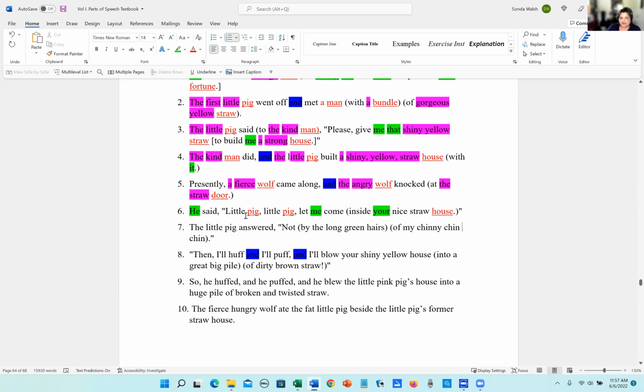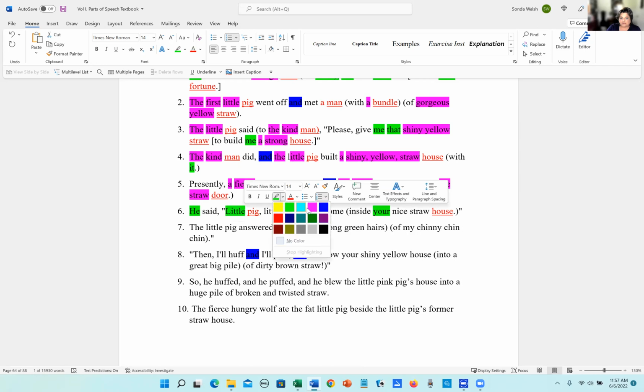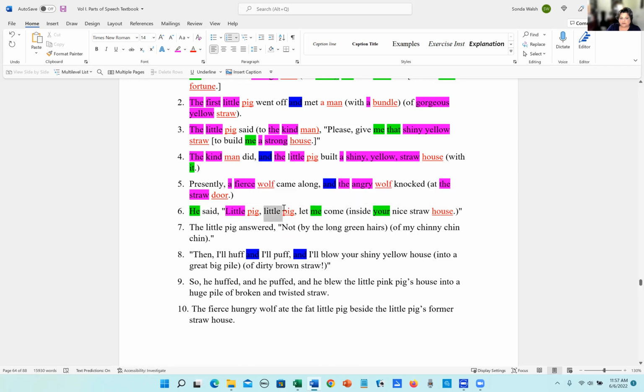Now let's go to each noun and let's look to the left. And the word said is an action, but little, we know little already is an adjective. So we got 2 littles right there. Let is an action, come is an action, inside is a preposition. And we know your is a pronoun. So which house? The nice straw house. Those are adjectives. I hope you're seeing the structure of our language, of how this works. Once we dissect it, it makes it pretty obvious.